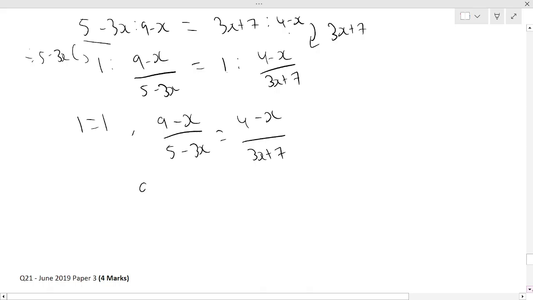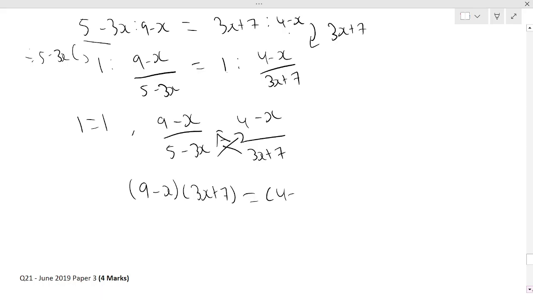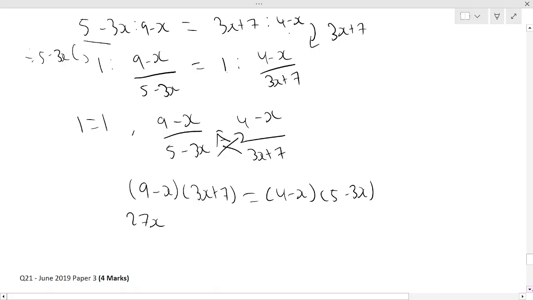So if we times across, we can have 9 minus x times 3x plus 7. So we times it across there, and then the times across there, equals 4 minus x times 5 minus 3x. And then we're going to expand. So that's going to be 9 times 3x is 27x, add 9 times 7, which is 63. And then minus x times 3x is minus 3x squared. And then again, minus x times 7 is minus 7x.